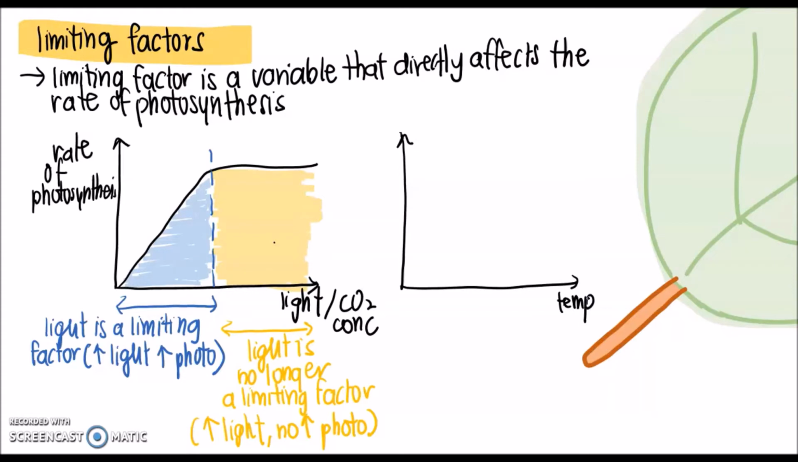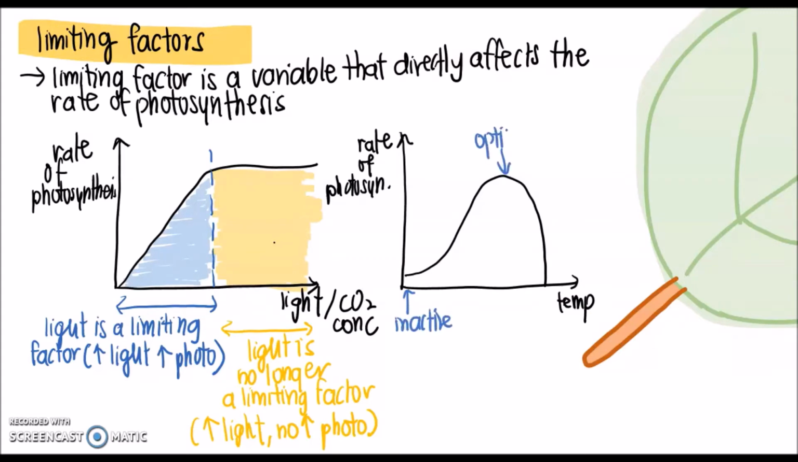Now there's another graph that you should be familiar with, which is rate of photosynthesis against temperature. And this graph is similar to the enzyme rate of reaction graph. Why is this so? Because at the start, enzymes are inactive. Then it reaches the optimum, that's when the rate of photosynthesis is the highest. And after that, enzymes get denatured, so you see that sharp drop.